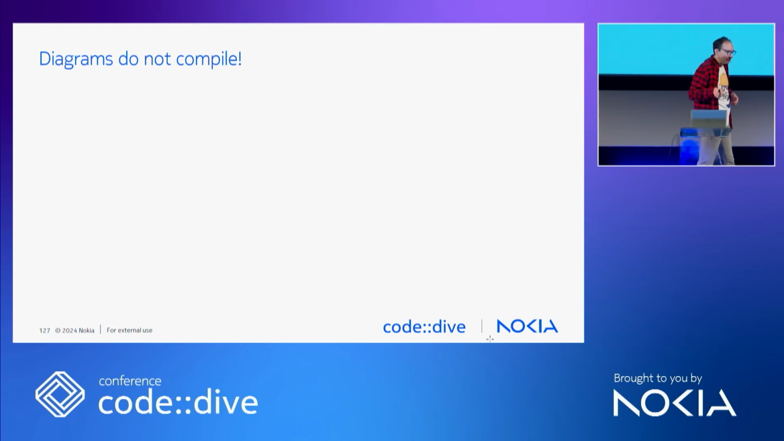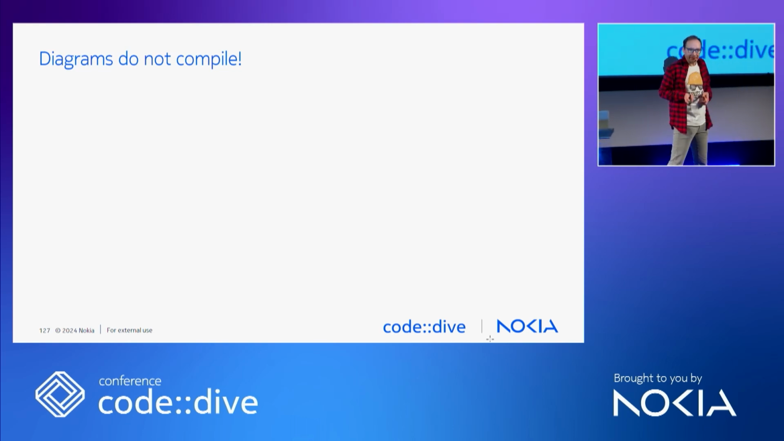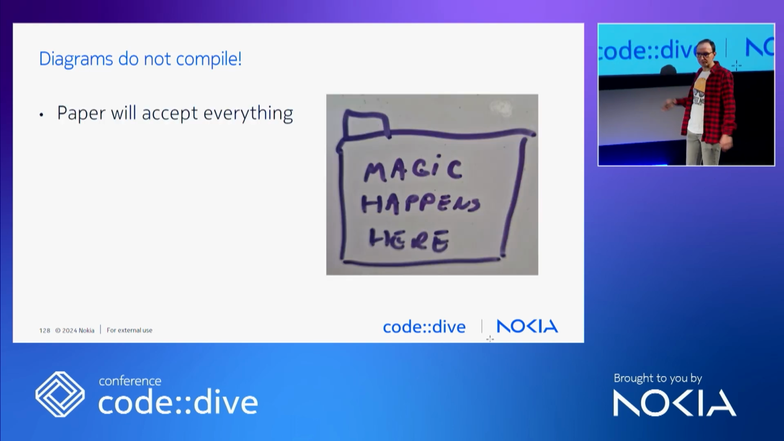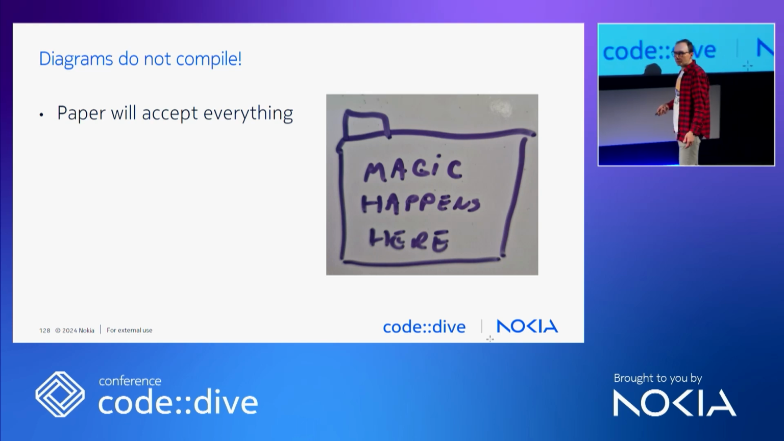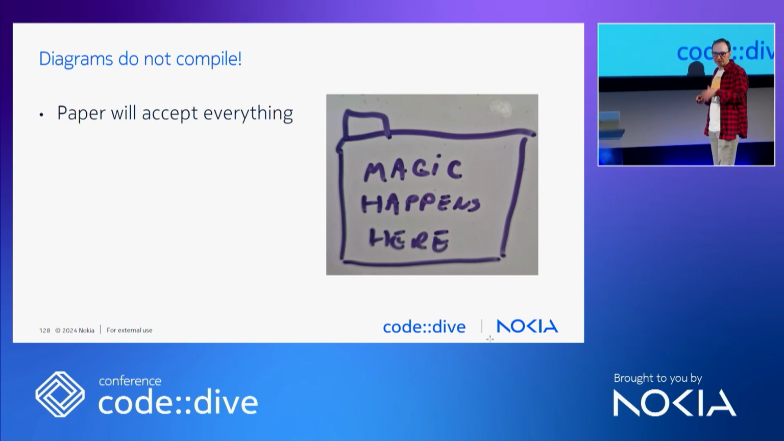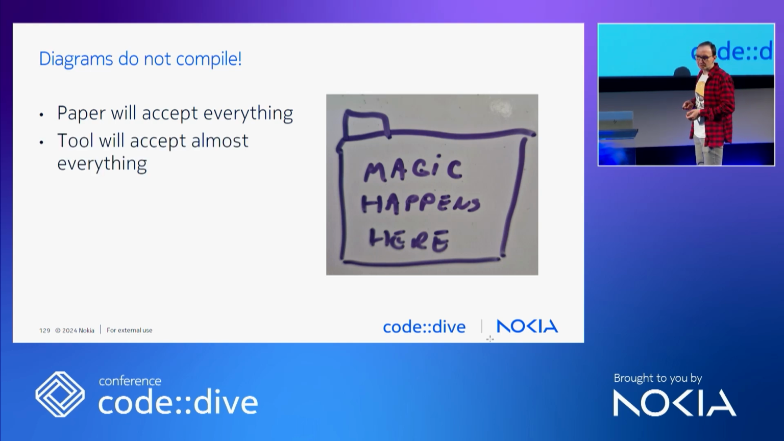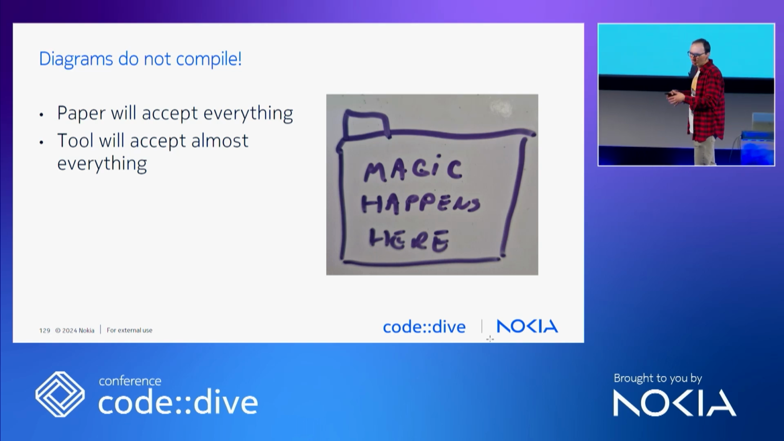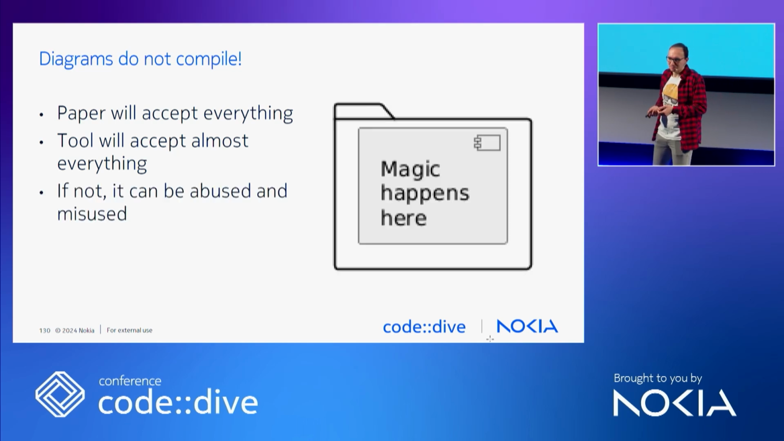The problem with those diagrams is that they do not compile. You see, when you doodle something on a flip chart or whiteboard, well, this paper or flip chart will accept anything, right? If you start drawing something in a tool, usually in order to make those beautiful pictures you need a proper tool. The tool will accept almost everything. Of course, there are some built-in constraints and checks, and the tool will not allow you to do something that the tool interprets as against the standard.